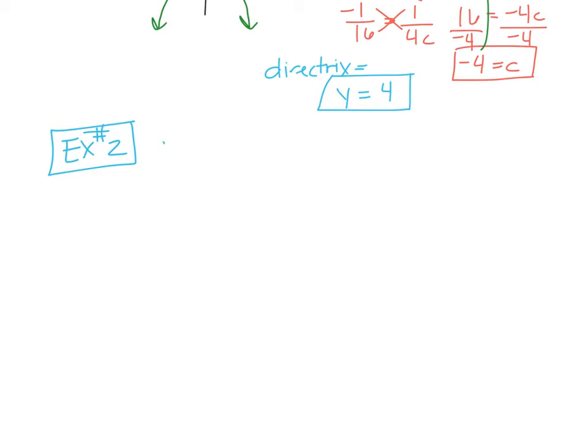Anyway, example 2. y equals 1/8 x squared. Same steps. We need to find the vertex. We said the vertex today is always going to be 0, 0, right? There's no B term, no C term set up here. Then we're going to sketch it.